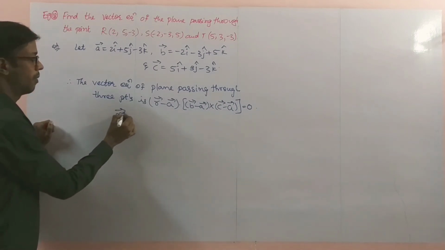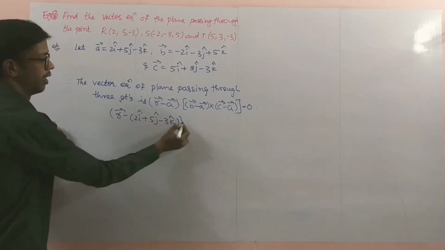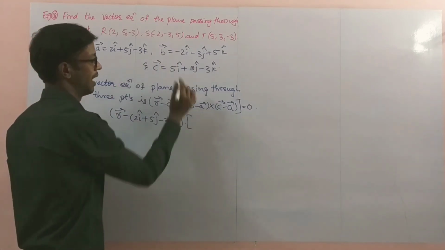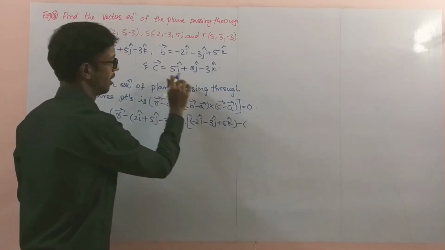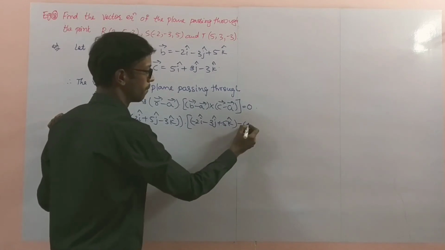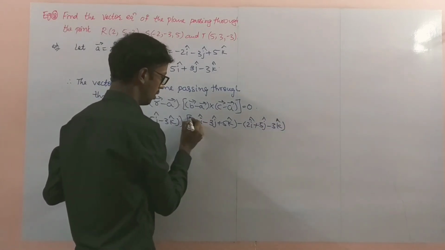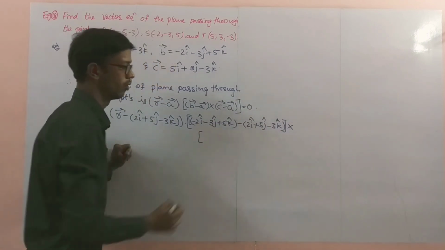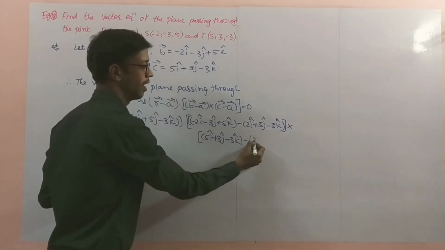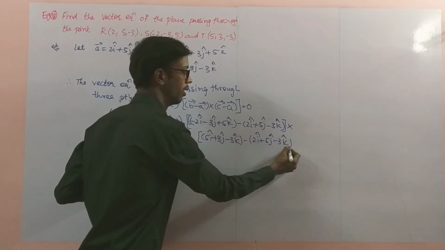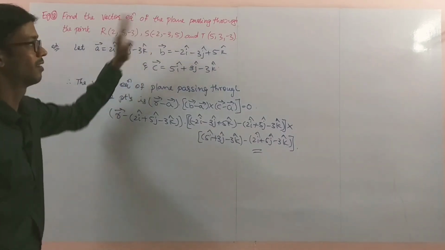So substitute here, r bar minus a bar is 2i cap plus 5j cap minus 3k cap dot of b bar minus a bar, 2i cap minus 3j cap plus 5k cap minus of 2i cap plus 5j cap minus 3k cap, cross of c bar minus a bar, 5i cap plus 3j cap minus 3k cap minus of 2i cap plus 5j cap minus 3k cap. There is no need to do simplification.